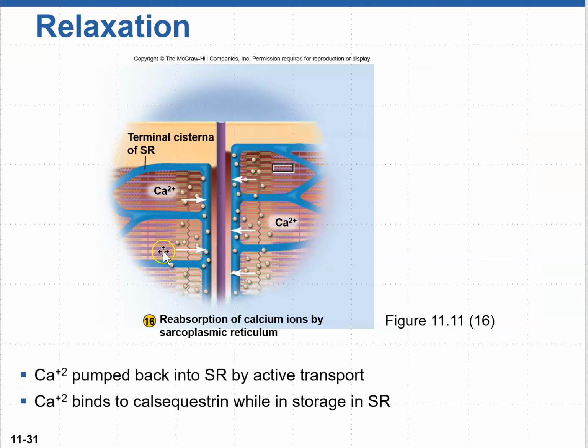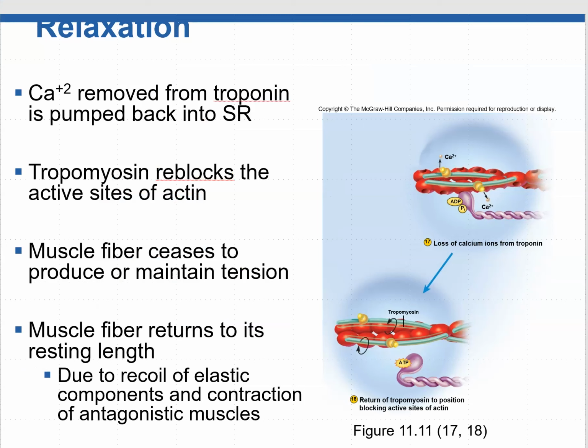Now, this picture just shows calcium being pumped back into the sarcoplasmic reticulum by the process of active transport. Okay, as we discussed before, relaxation is caused by removal of calcium from the troponin molecule. So the troponin complex basically reblocks the active sites of actin, and when the sites are reblocked, myosin can no longer attach to the active sites of actin.